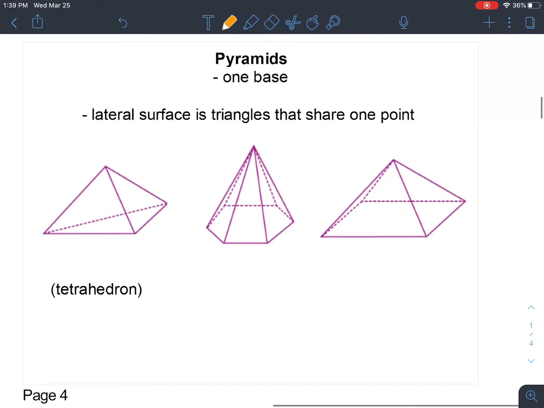Okay, now the next part, naming pyramids. We're going to have just one base here, and then the lateral surface will be triangles that share one point. This first one is also known as a tetrahedron, but we will name it based off of what the base shape is. Well, that's a triangle, so it's going to be triangular, and then we're talking about pyramids, so it's a triangular pyramid.